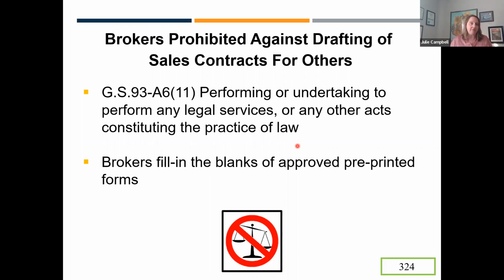I can never draft. It's not uncommon, for example, for builders to have their own contracts. Not uncommon at all. I can assist in that. I can use that. But no matter what contract I'm using, I can't draft. All I do is fill in the blanks.